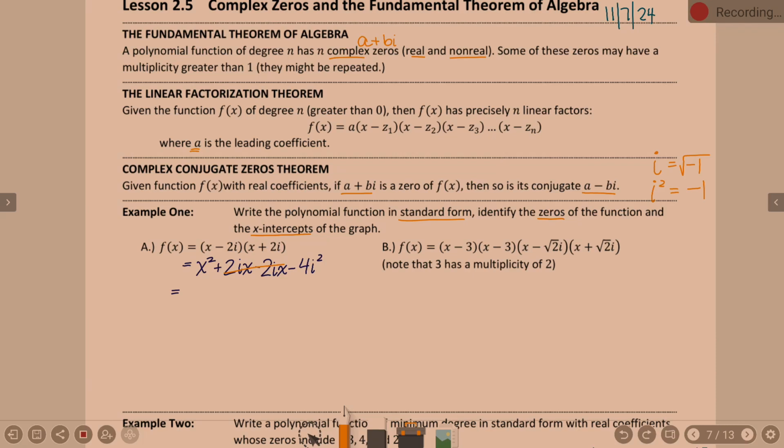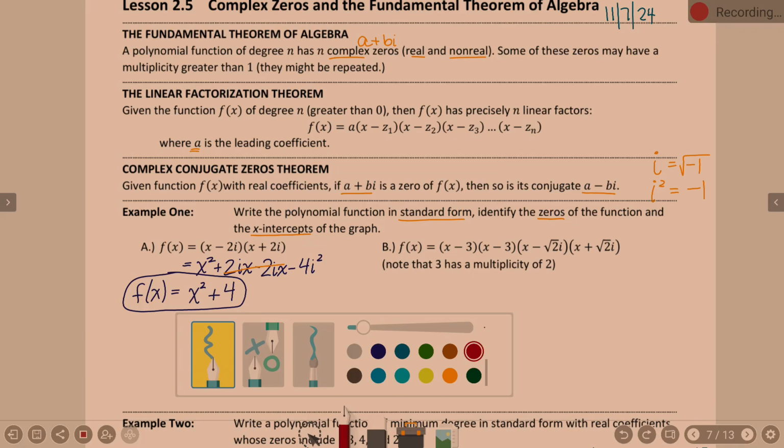So when we get over here, we have x squared and minus 4i squared. Minus 4 times negative 1 becomes plus 4. So right here, f of x equals x squared plus 4. This is our standard form.